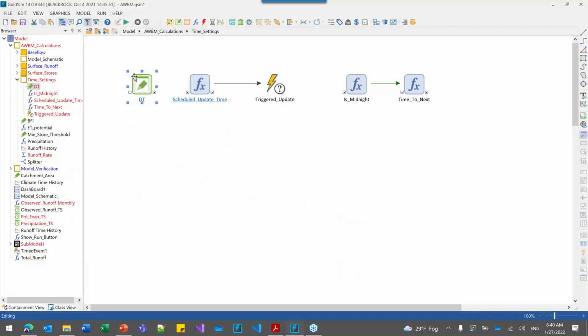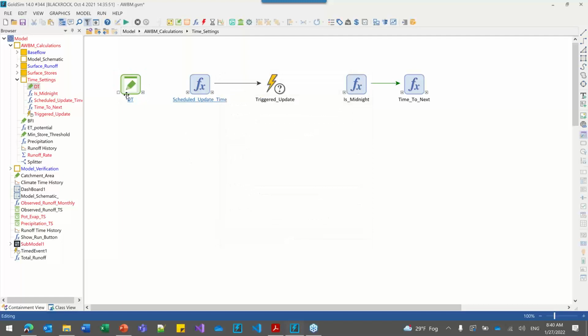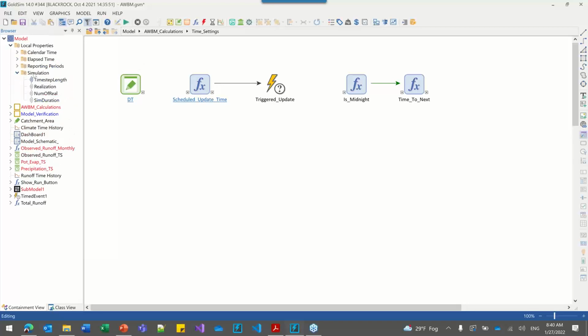Mainly it's this DT. This stands for delta time, not to be confused with the time step length that's built into GoldSim. This is also very important to understand. If you right-click in the browser here, click on Show Element Subitems, then you will see all of GoldSim's run properties. They are called local properties here. And if you expand the simulation folder, you will see there's a time step length output. This is the amount of time since the last update.